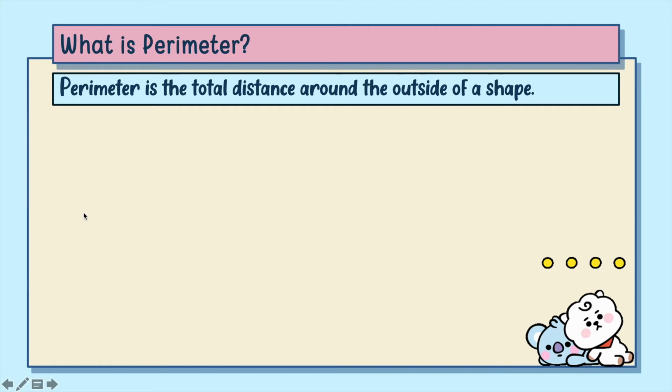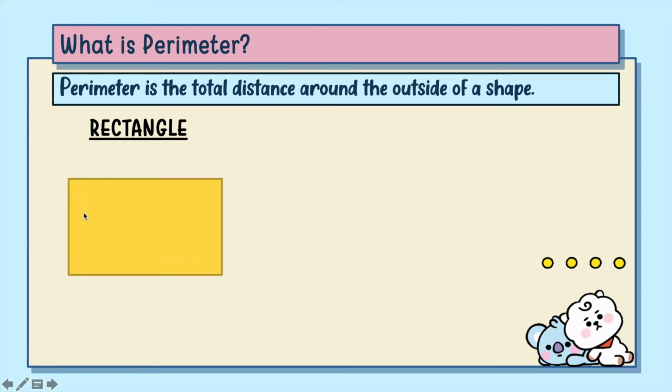So one example that I can give you is a rectangle. Now, do you remember how a rectangle looks like? A rectangle looks like this, where I have 4 sides. So 1, 2, 3, and 4. So how do I find a perimeter of a rectangle? Now remember, perimeter is the total distance around the outside of the shape. So we want to count or find the total distance around the shape here.